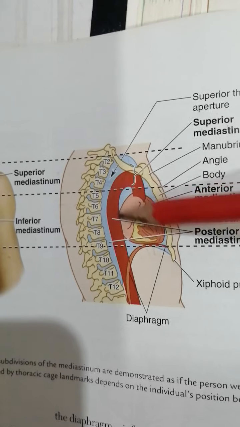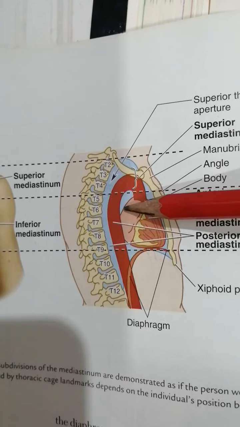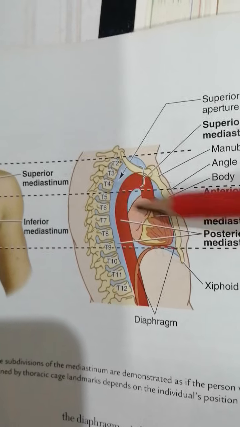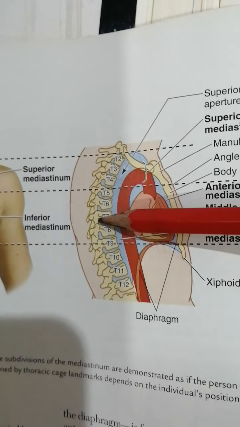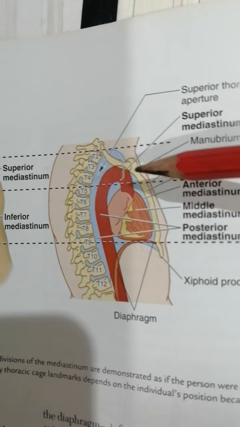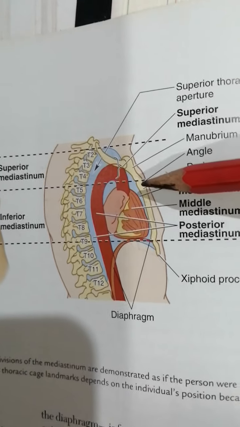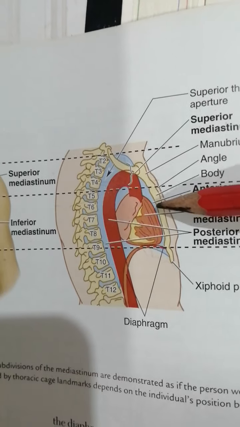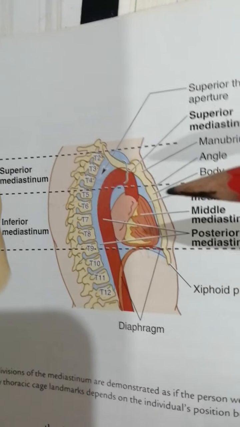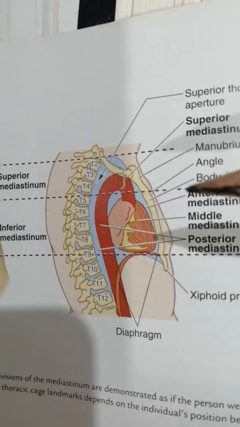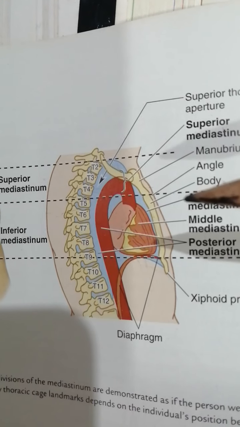This inferior mediastinum is further subdivided by the pericardium into anterior, middle and posterior parts. There is the anterior mediastinum, middle mediastinum and posterior mediastinum. These are the further divisions of the inferior mediastinum. The major part of the inferior mediastinum is covered by the pericardium and heart, or we can say the pericardium and its contents, and this constitutes the middle mediastinum.